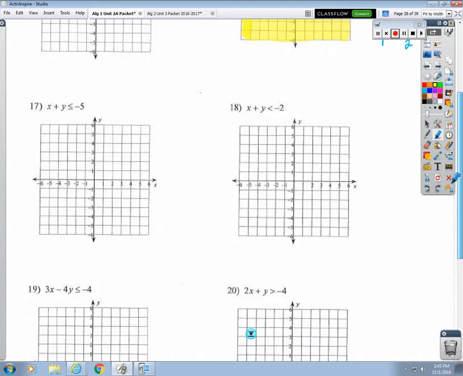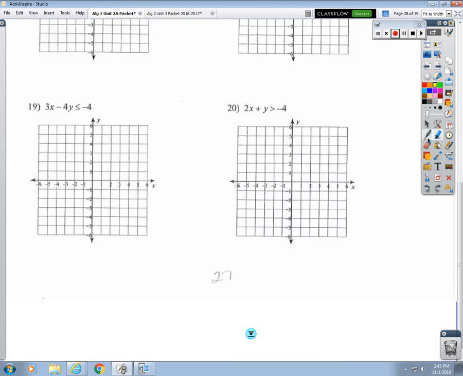Number 19 is the last one I'm doing. The rest will be for your homework. Okay. Pay attention. Is this in slope-intercept form? No. You definitely want to pay attention to this one. To get it in slope-intercept form, what do we do first? Subtract the 3x.